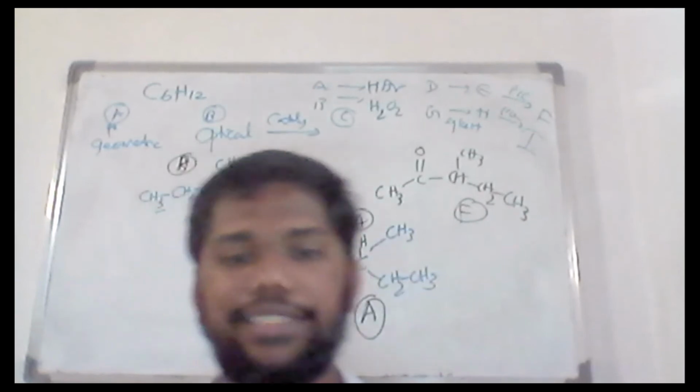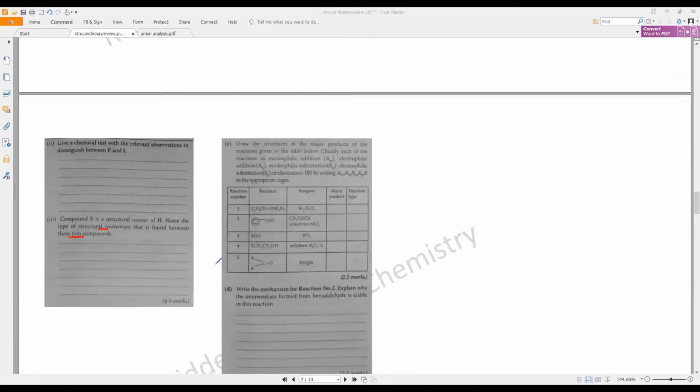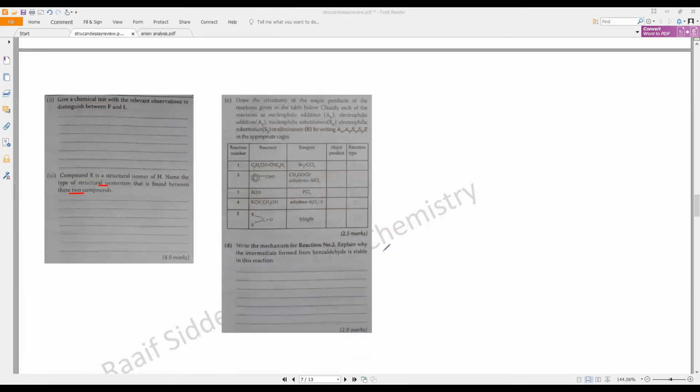So what is the relationship? This is the relationship that they are asking. Name the type of structural isomerism or constitutional isomerism. So what is this relationship? It is positional isomerism. Okay.